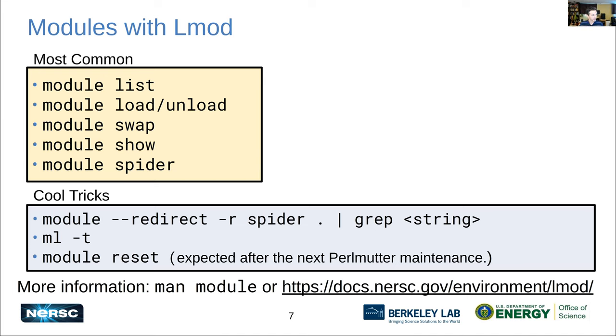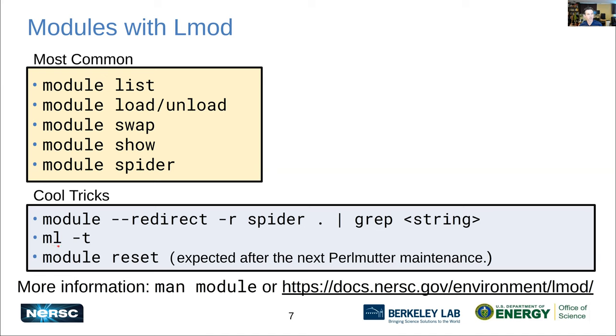I want to point out some neat tricks that you might find useful. If you want to pipe output from module, it's helpful to use the redirect flag. In this line, I'm piping the output from module, but the command I'm running is spider, and the -r flag tells it to look for regular expressions. So I'm outputting every possible package, and I'm grepping through that for a particular string, because I might be looking for a particular thing and this could help me find it.